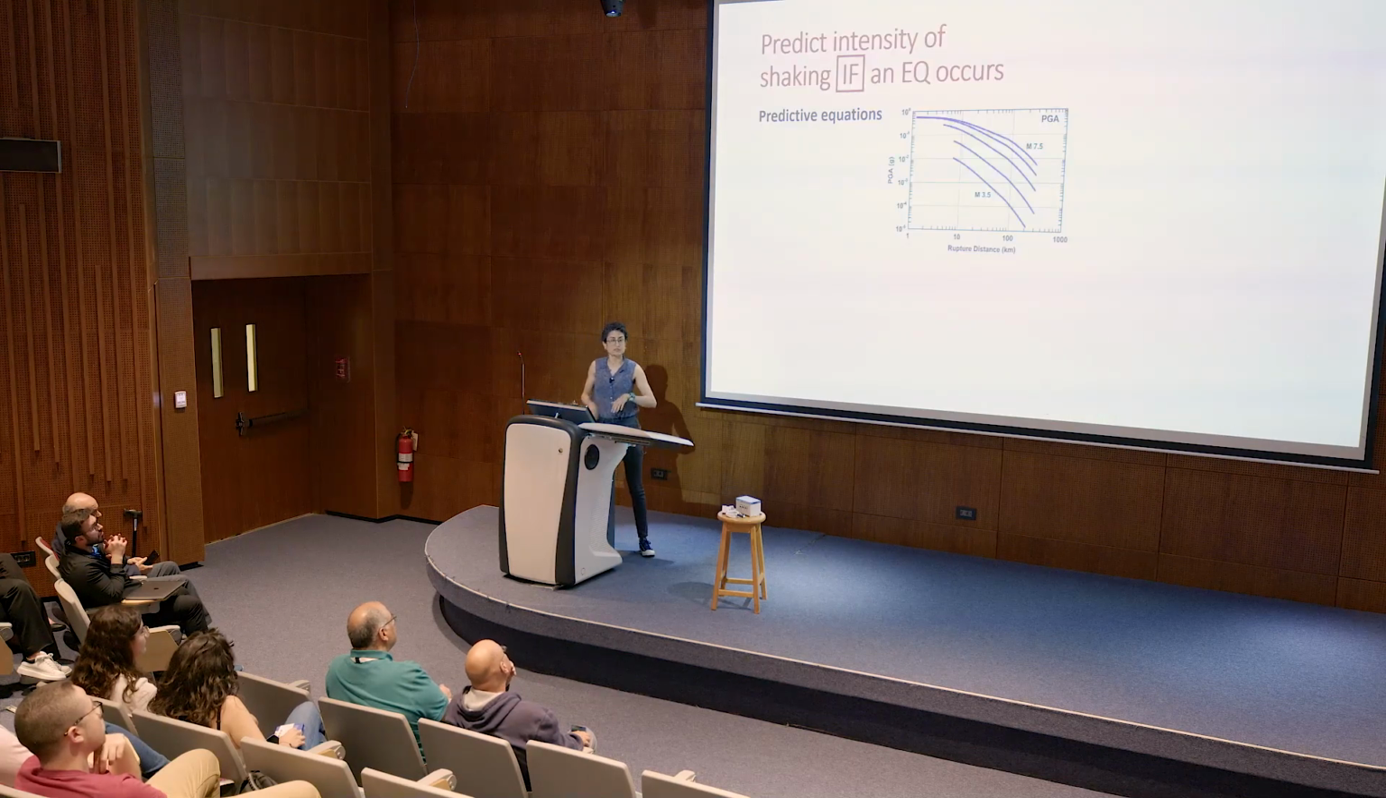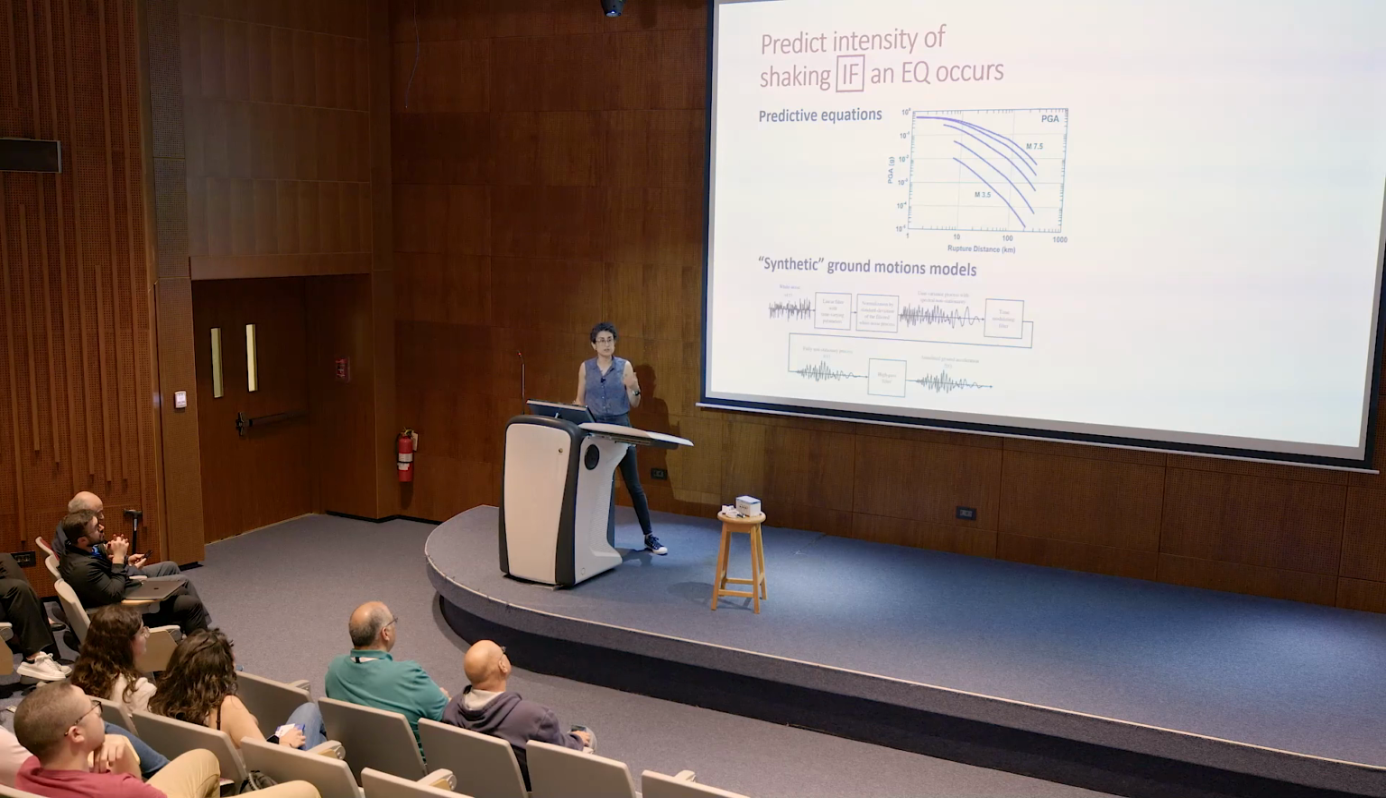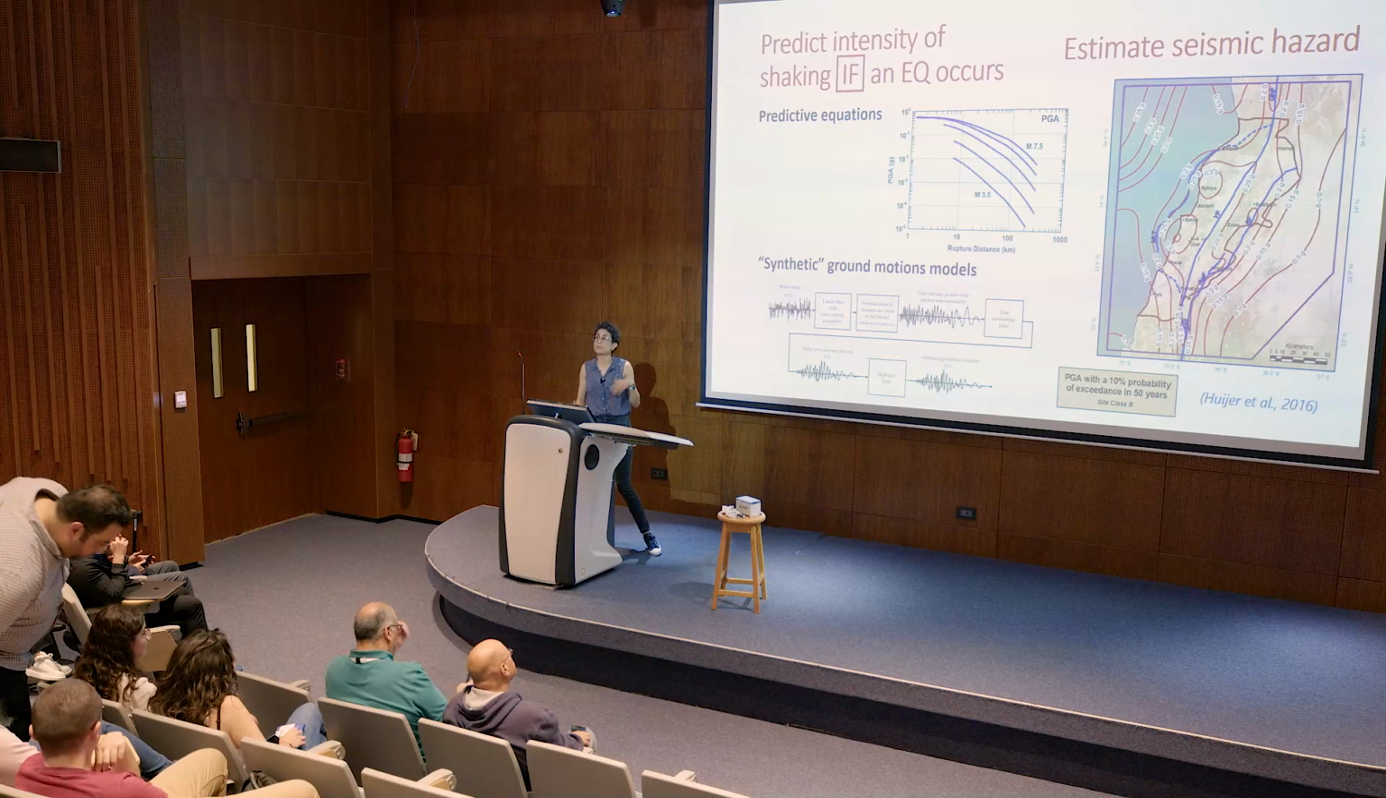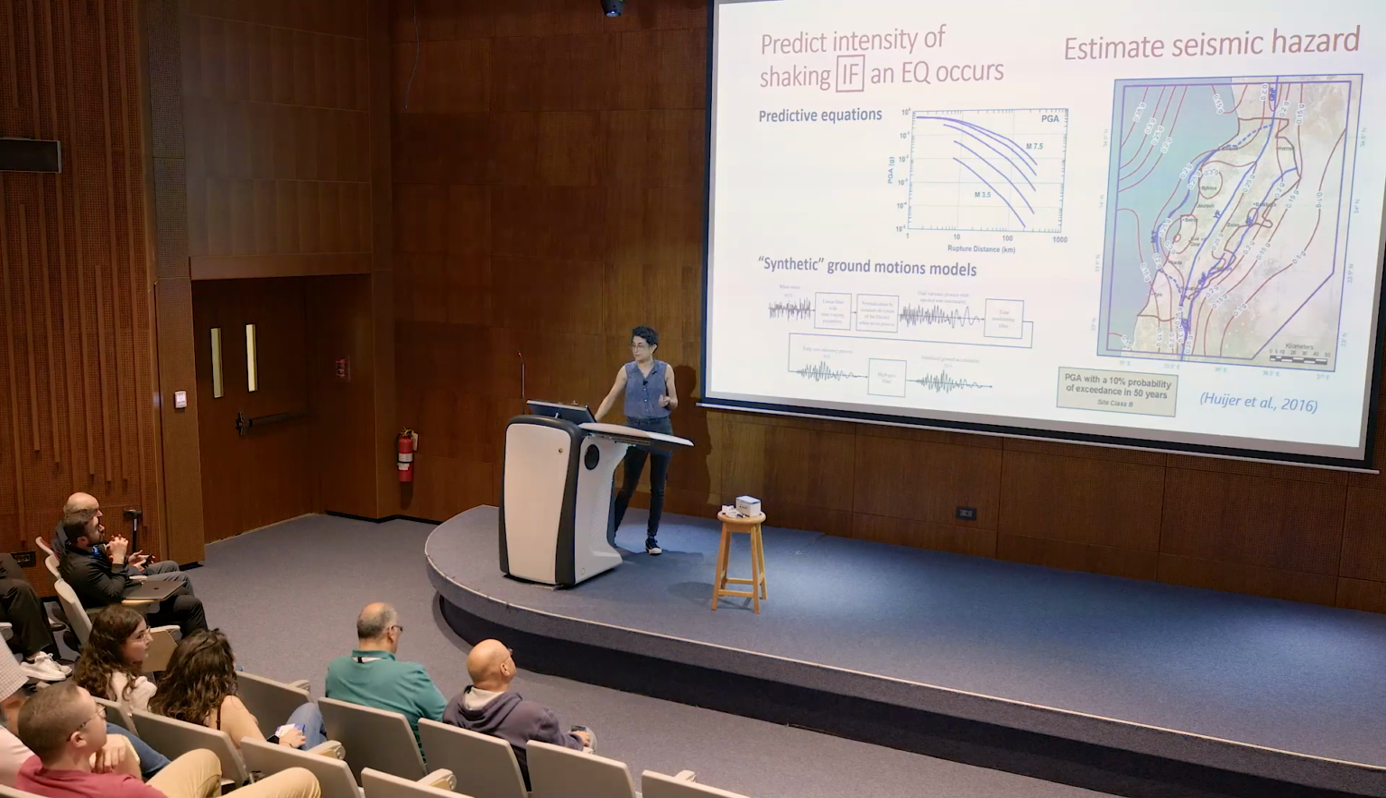They can be used, if enough data is collected, to develop predictive models to predict the intensity of shaking if an earthquake has occurred. So we can predict the peak ground accelerations for a certain magnitude event at a certain distance, or even use data to generate synthetic ground motions that replicate the characteristics of recorded ones. And these can then be used to develop seismic hazard maps that are used in building codes.